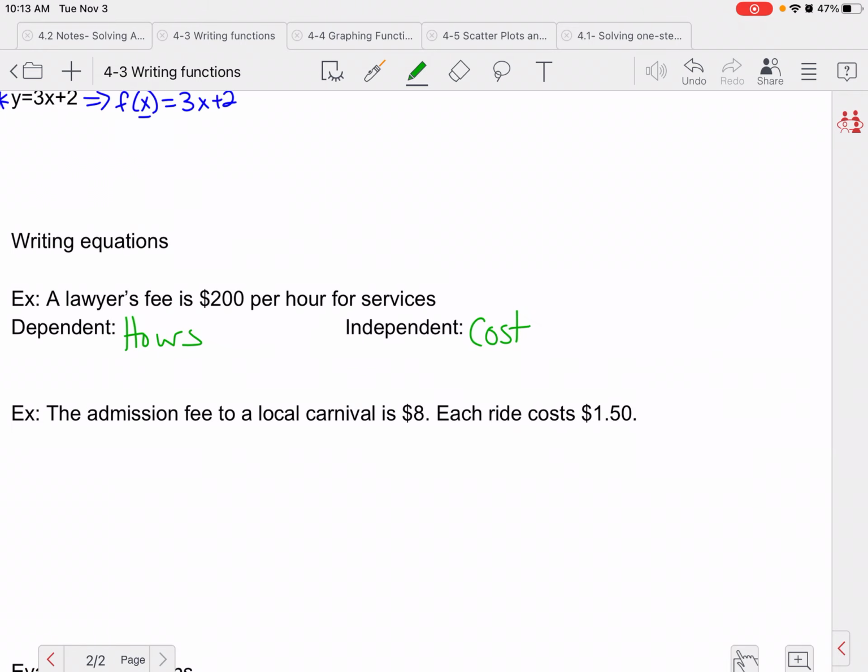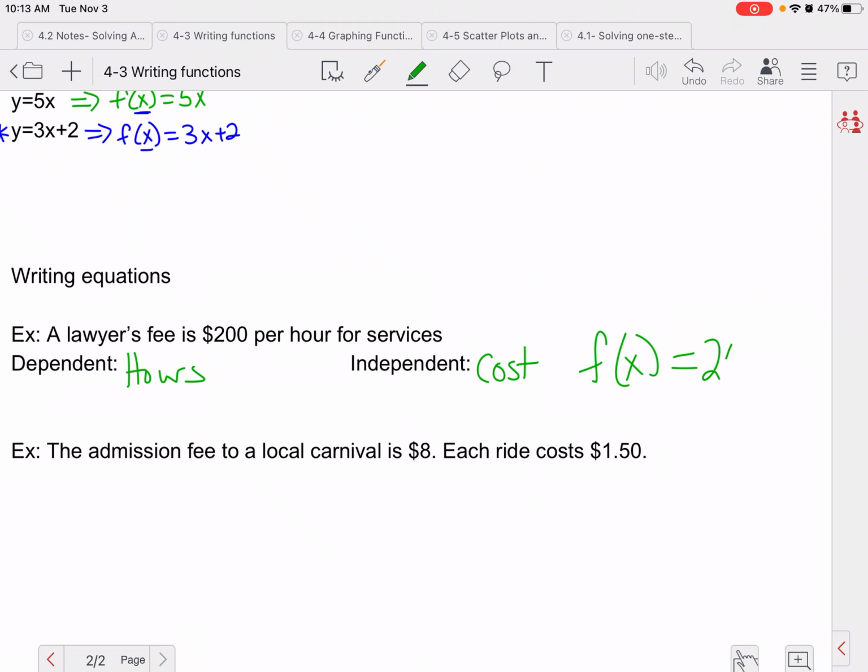And if we wanted to write an equation of that, we would say f of x is equal to, well, one visit would be $200, two visits would be $400, so on and so forth, right? So we're multiplying those. So we would say 200 times x, and x would be the number of hours.